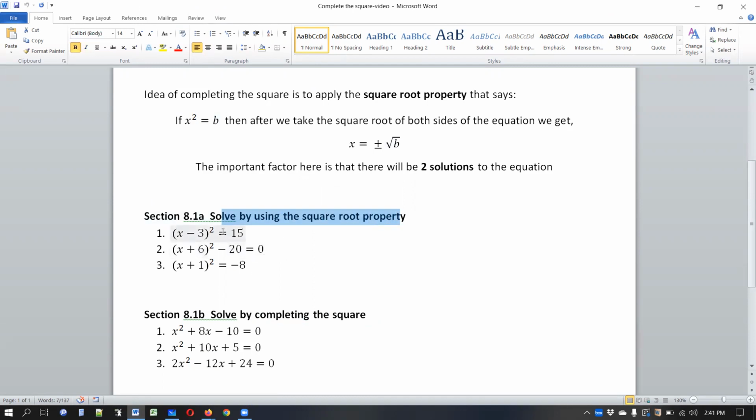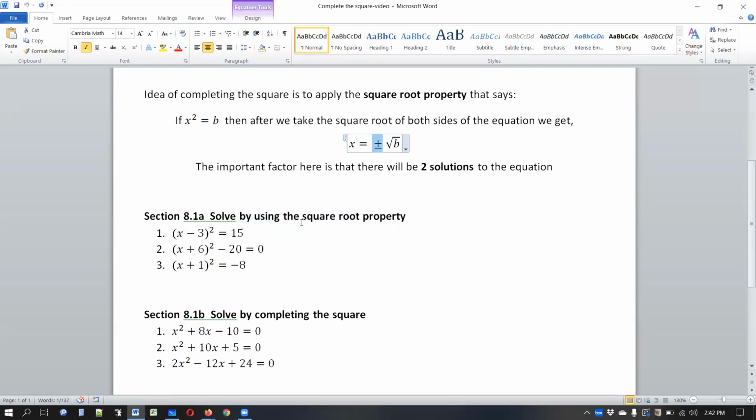And notice that to use the property, I have to have something in parentheses with the square already. And all I need to do is first make sure that the parentheses with the square is isolated on the left side. The right side, you must have a number. And once we have that format, we'll apply the square root property, which is take the square root of both sides. After you do, you will have a plus and minus on the right. So let's take a look.